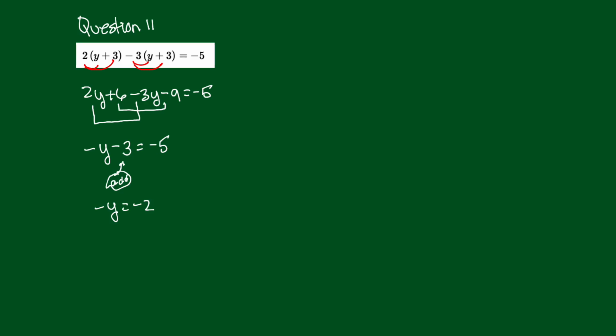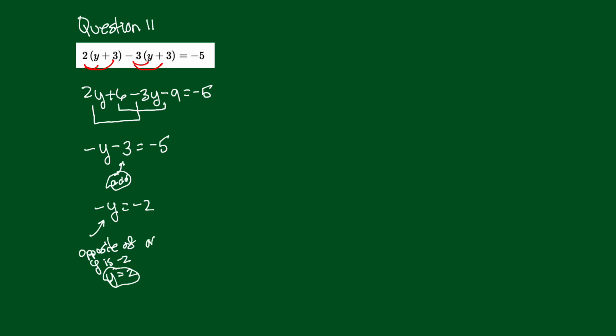I can read this two ways. I could read this as, the opposite of y is negative 2. So if the opposite of y is negative 2, y must be positive 2. I could think that way.